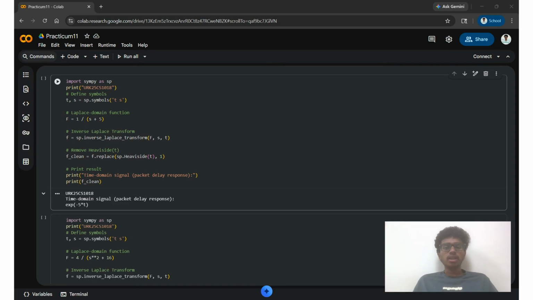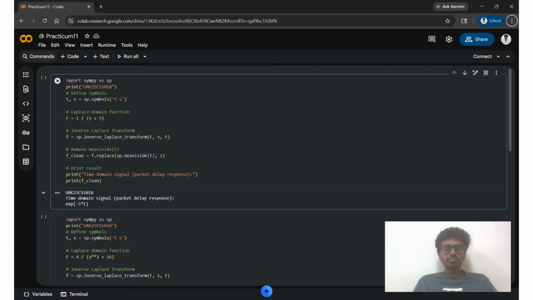The result includes a unit step function, which is automatically added by SymPy, and we remove it for simplicity. The final output shows an exponential decay, indicating the packet delay decreases rapidly over time.